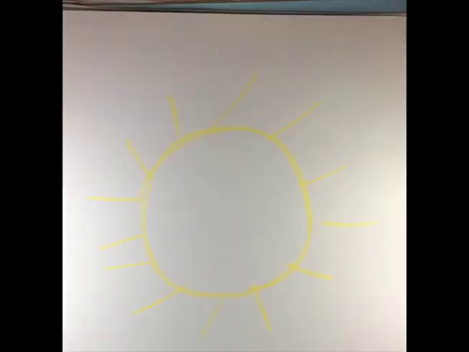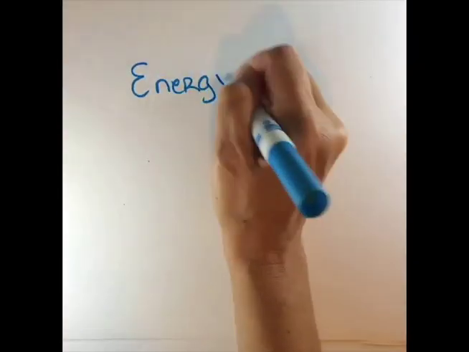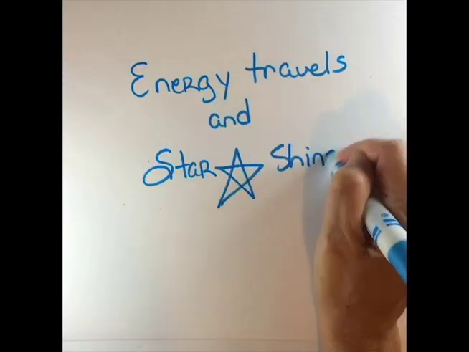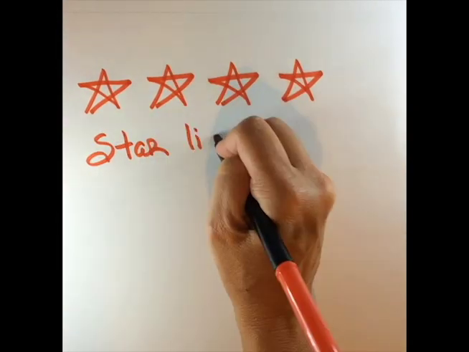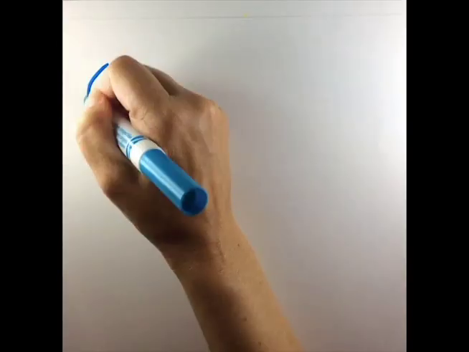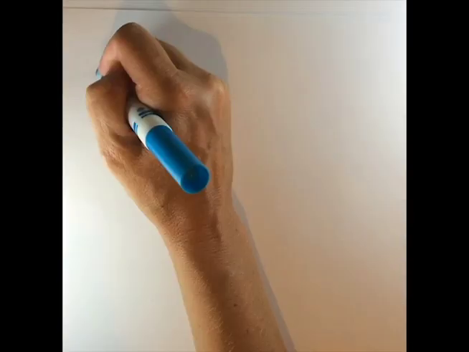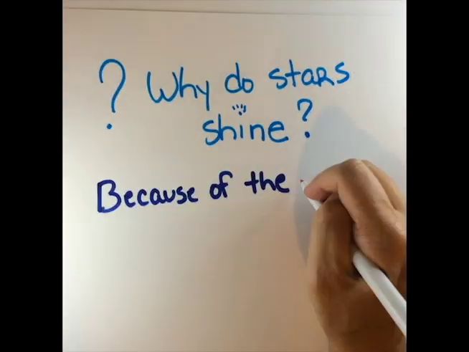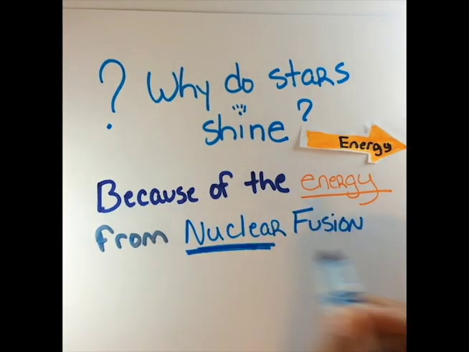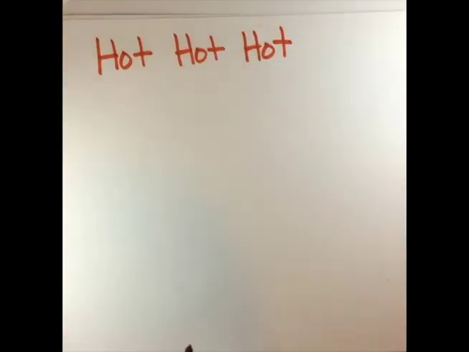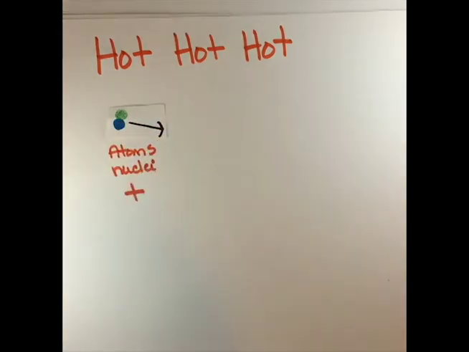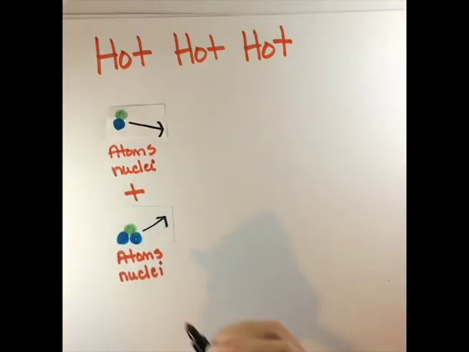When the energy created from the core leaves the core of the star, it travels through the star and radiates or shines into space. Starlight, star bright. So, to quickly recap, why do stars shine? Because of the energy from nuclear fusion. Nuclear fusion happens when the nuclei of many atoms stick together and form one large nucleus.